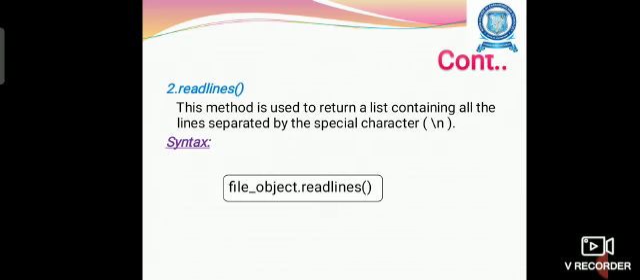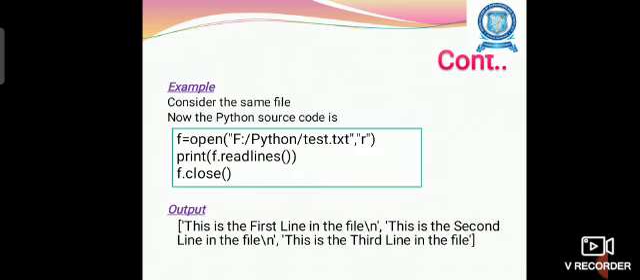Syntax is file object dot readlines. Now you can see the source code. f equal to open of... We are opening the file in read mode and we are applying the readlines method. And directly we are printing the return value produced by the readlines method.